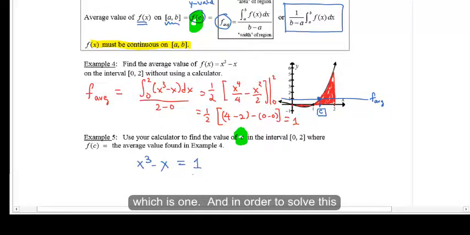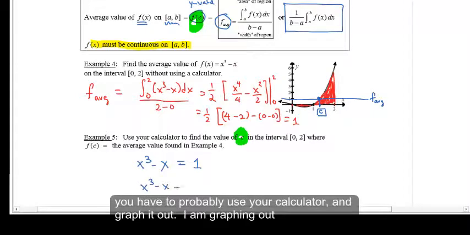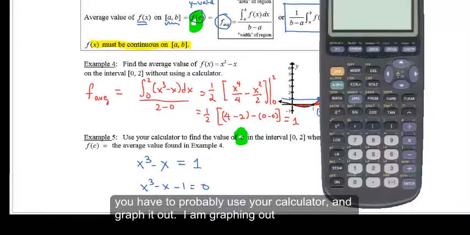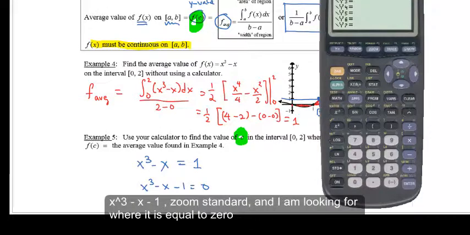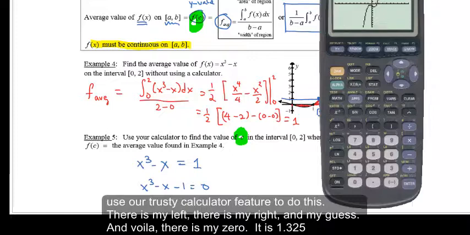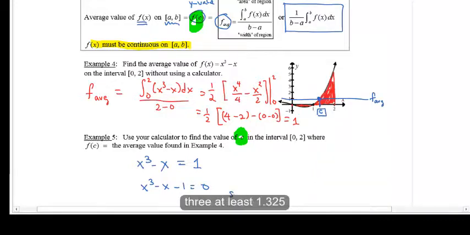In order to solve this, you'll probably have to use your calculator, and I would say graph it out. In this particular case, I'm graphing x cubed minus x minus 1. Let's zoom standard, and I'm looking for where it equals 0. Use your trusty calculator features to do this. There's my left, there's my right, there's my guess, and voila. The zero is 1.325. So x equals 1.325 from the calculator.